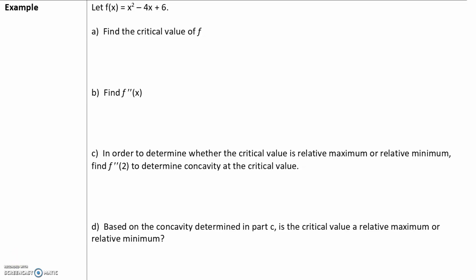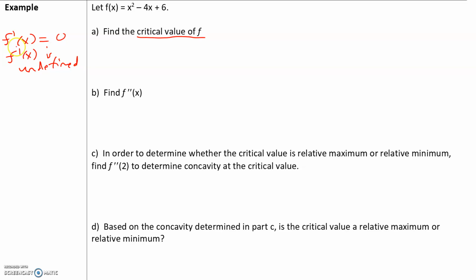Here's the next example in section 2.2. Let f of x equal x squared minus 4x plus 6. Find the critical value of f. Remember, the critical value is a turning point. This is where f prime of x equals 0 or f prime of x is undefined. Okay, that's our critical value.